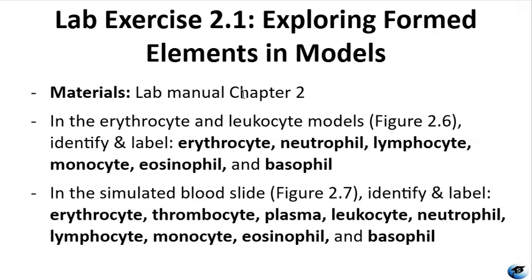Then you will move on to the figure 2.7 where you will be identifying those same cells, but it's on a blood slide, and there's a few more components that you'll be able to see, which include the thrombocytes, plasma, leukocytes, erythrocytes. Specifically, as far as leukocytes, you will be able to see the neutrophils, lymphocytes, monocytes, eosinophils, and basophils again. And then this exercise helps you to become more familiar with the appearance of these different formed elements before you look into some more histology slides.